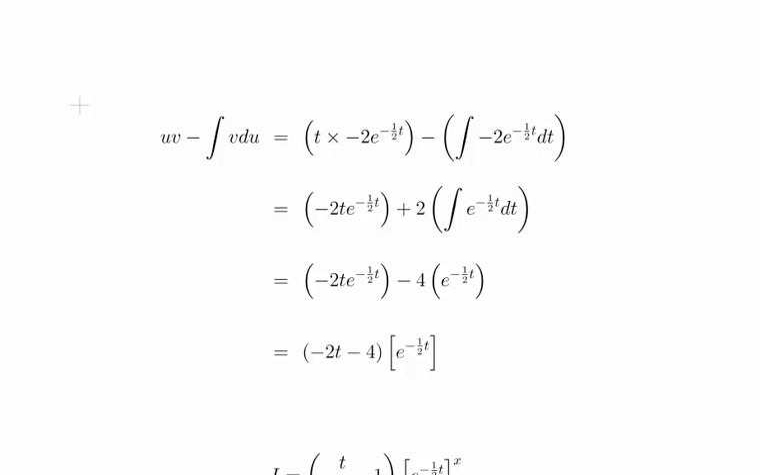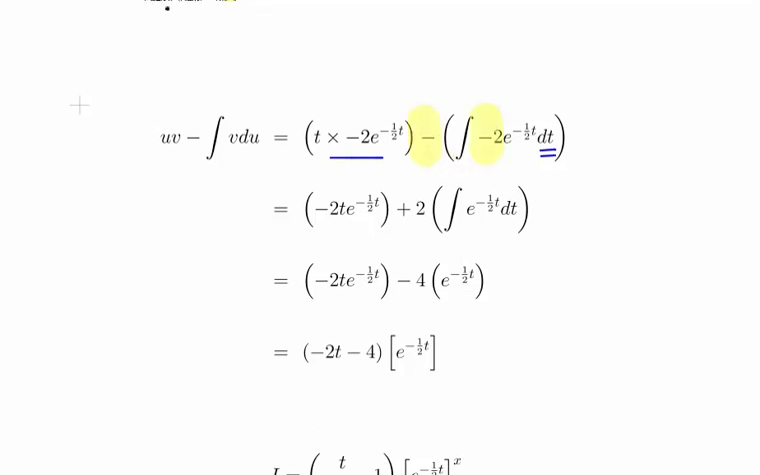Now, in this instance, I'm just looking at u and v. I'm going to come back to the 1/4 there later on. So uv minus the integral of v du. Well, u is equal to t, and v is minus 2 times e to the minus 1/2 of t. So that's our uv expression there. And minus v du. Well, du in our case is dt, and v is minus 2 times the exponential of minus 1/2 of t.